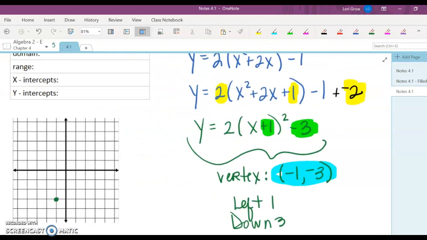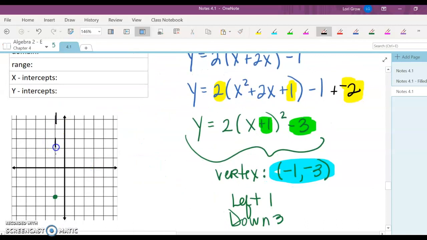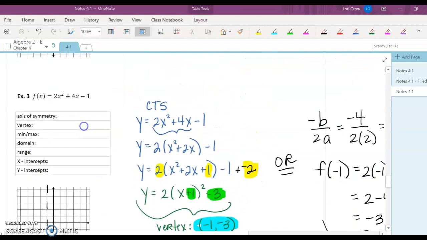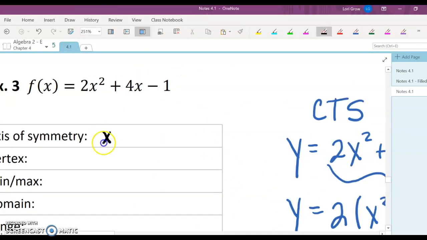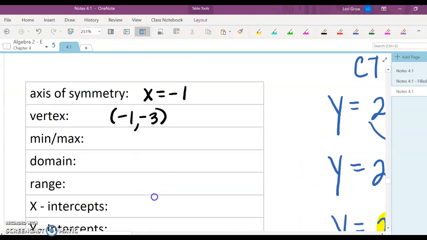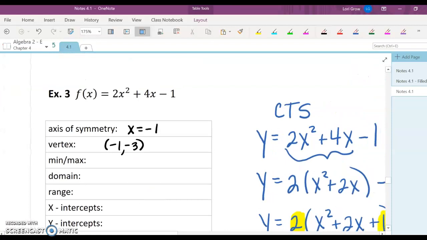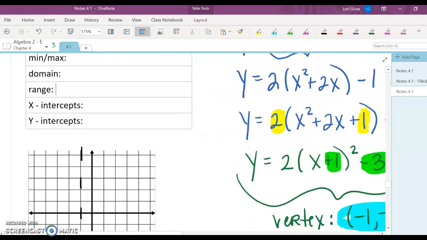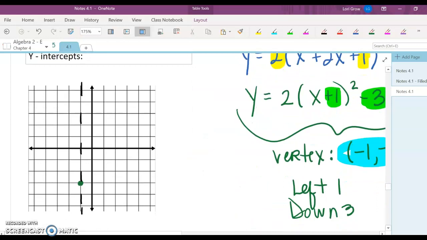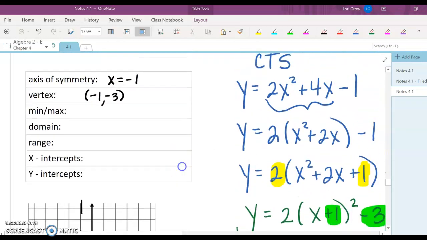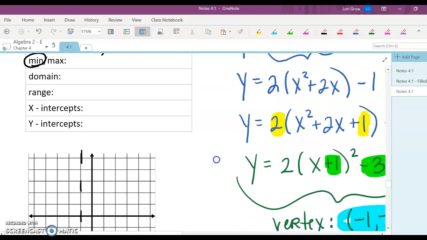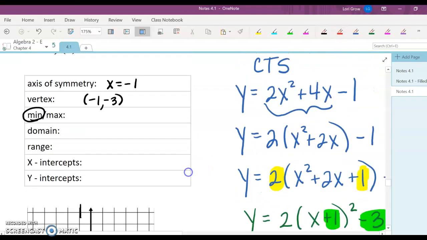All right, so my axis of symmetry, remember, goes right through your vertex. My x value of my vertex is negative 1, so my axis of symmetry is x equals negative 1. Vertex we said was negative 1, negative 3. This graph does not have a negative in front. This has not been reflected. So this is going to be a normal parabola that opens up, and so this one is going to have a minimum point. So when you get ready to graph it, it's going to open up.